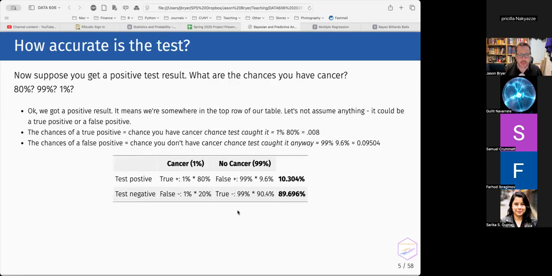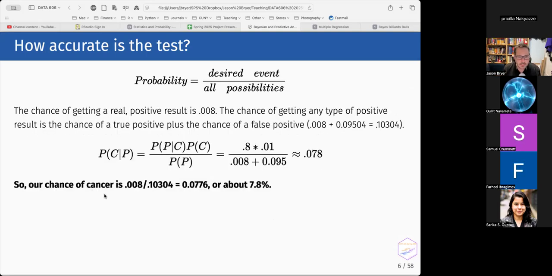So then the question is, how accurate is the test? If you get a positive result, what's the chance you actually have cancer? We could go through and do it this way. It's a 10% chance, roughly, but it's not quite right.